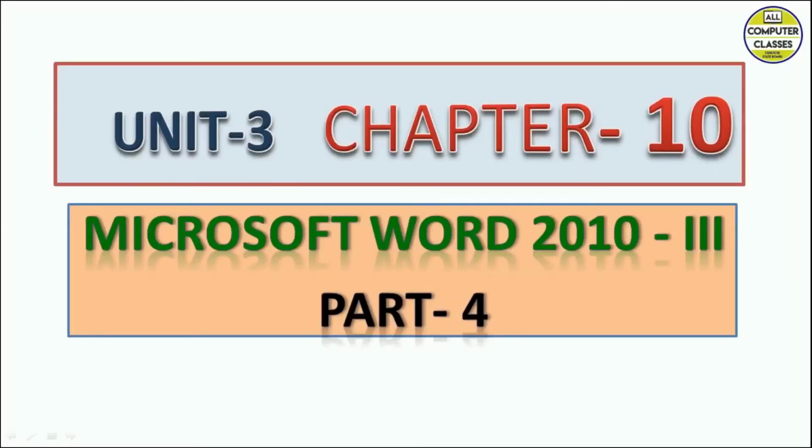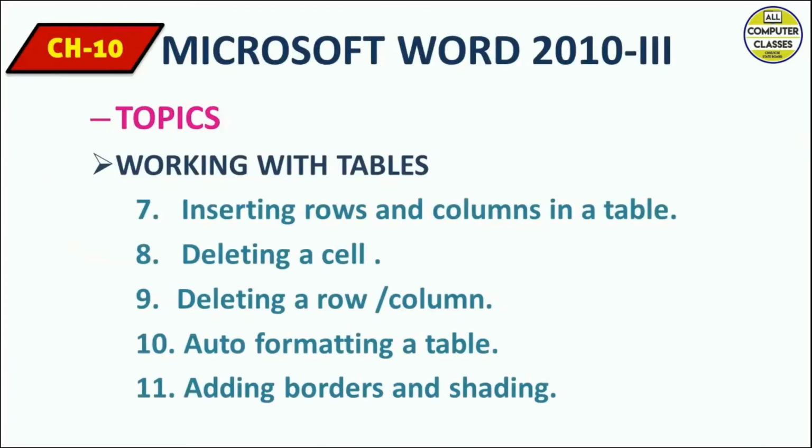Welcome back to all computer classes, and this is part 4 of Microsoft Word 2010, right? And we are studying about working with tables. Yesterday we covered 5 topics, and today we are going to cover the next 5 topics. So the first topic is inserting rows and columns in a table. Next is deleting a cell, then deleting a row or column, then auto formatting a table, and adding borders and shading, right? So let's move to MS Word and learn how to practically perform these things.